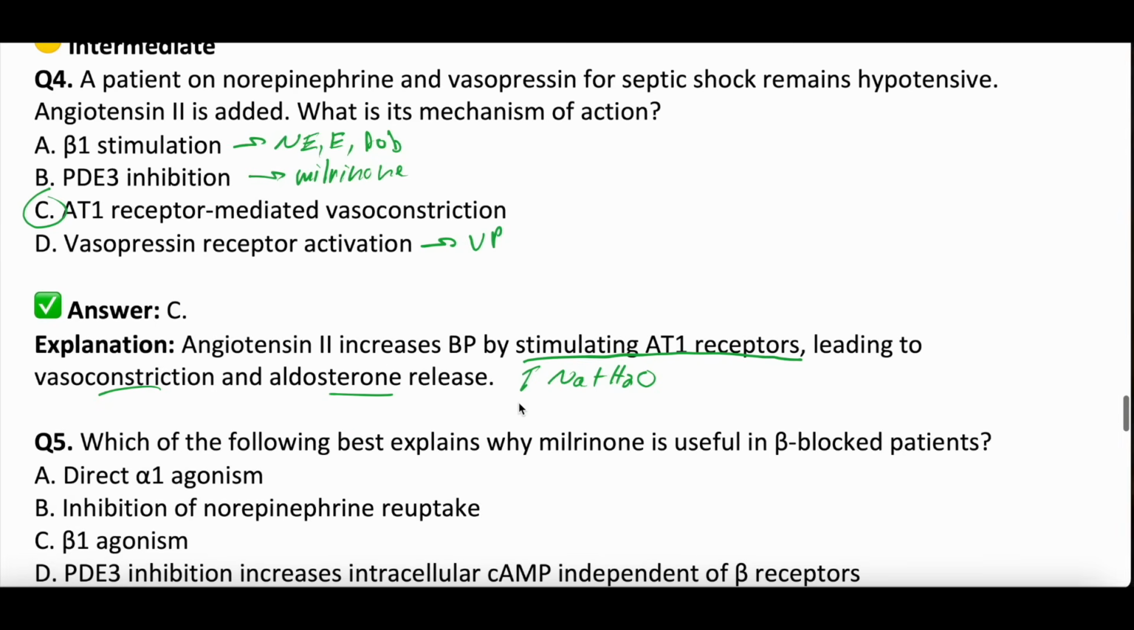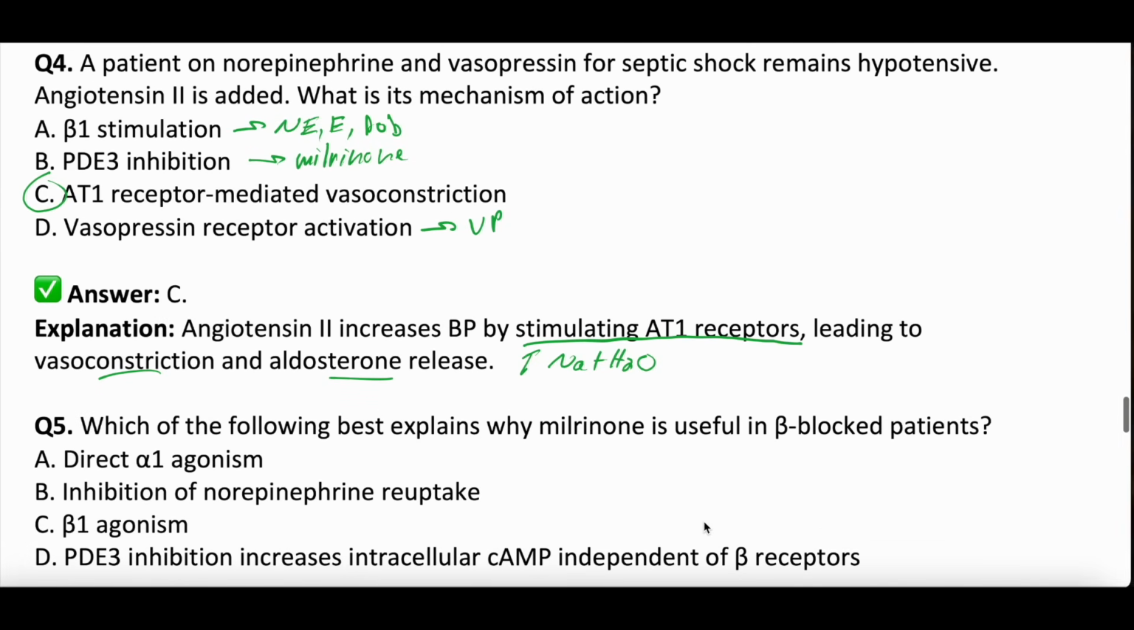All right, question number 5. Which of the following best explains why milrinone is useful in beta-blocked patients? A, direct alpha-1 agonism. B, inhibition of norepinephrine reuptake. C, beta-1 agonism. Or D, PDE3 inhibition, increasing intracellular cAMP independent of beta receptors. So which of the following best explains why milrinone is used in beta-blocked patients? Pause here if you need to.